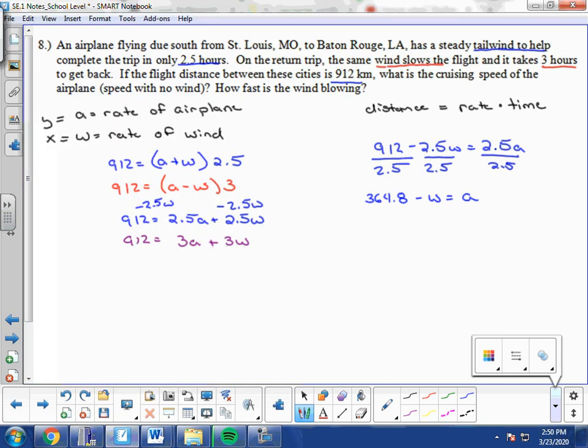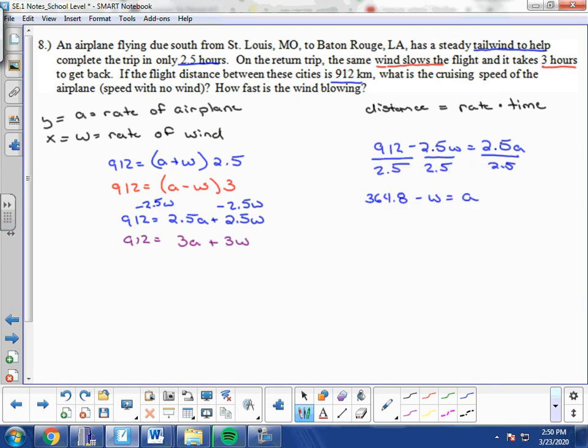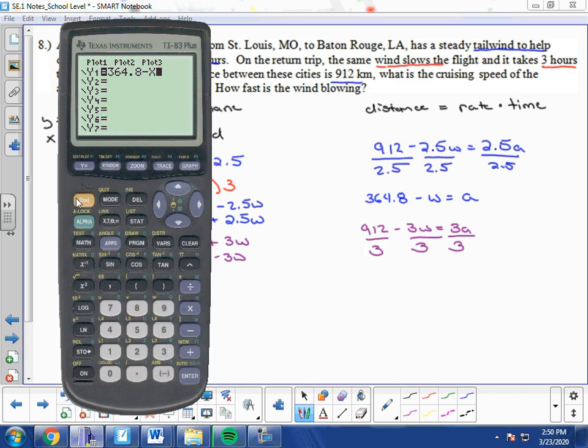Now, let's do the other equation, the same method. Let's take the 912 and let's get A again by itself. So subtract 3W. So 912 minus 3W equals 3A. Divide by 3. So 912 divided by 3. If you need to do it in your calculator, it's okay. 304. I'm not even going to divide 3 by 3 because everybody should know that's 1. Did it on the last one, but I'm not going to do it again. There we go. 304 minus W. So again, we're treating W as X on the calculator.